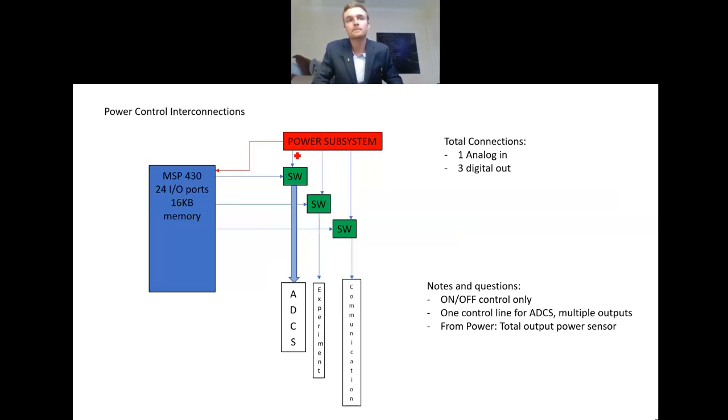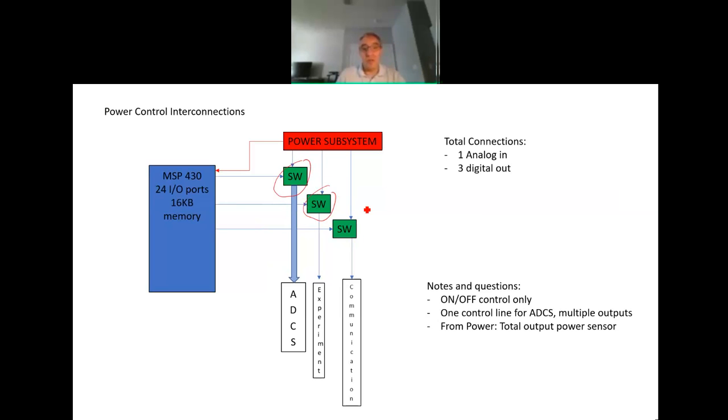Go ahead. No, the red line is not diverting power. That line is a monitoring input, just telling me how much power is being produced. The power doesn't go through us. The only in-between things that we have are these switches. Power doesn't go through our microcontroller. Power goes directly from the power source to each subsystem. The only thing that we want to get from the power subsystem is an indicator of how much power it's producing.